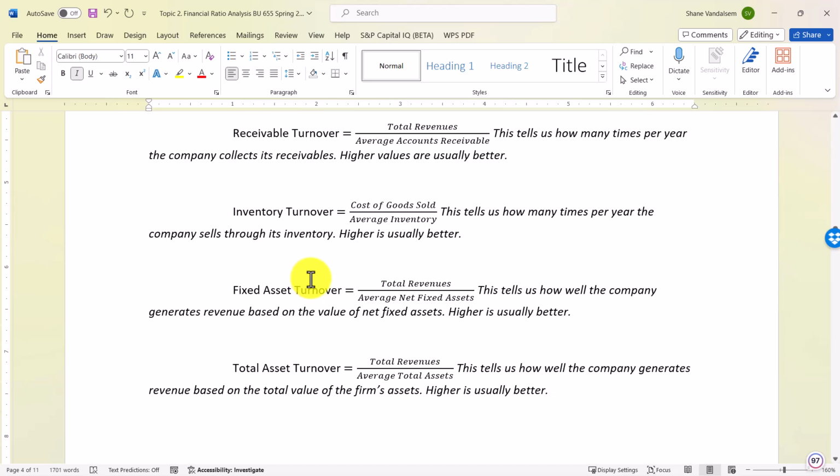But in most cases, an increasing value, taken into consideration with other different ratios, is a good thing for fixed asset turnover ratio and total asset turnover ratio, because it means that management is buying the right assets to generate revenues.